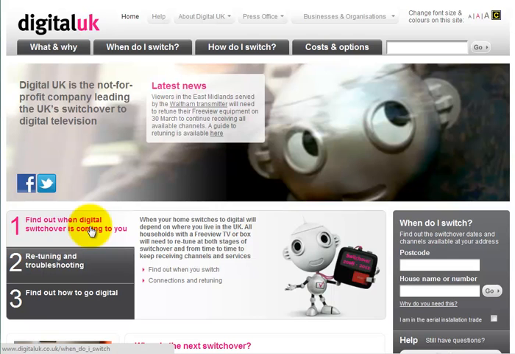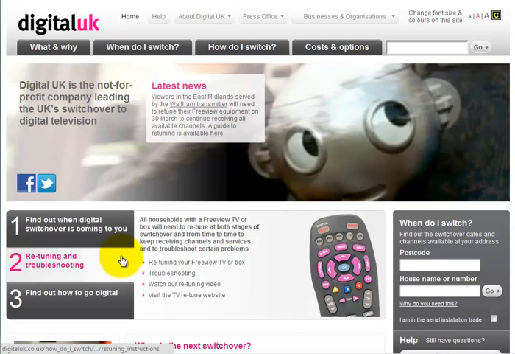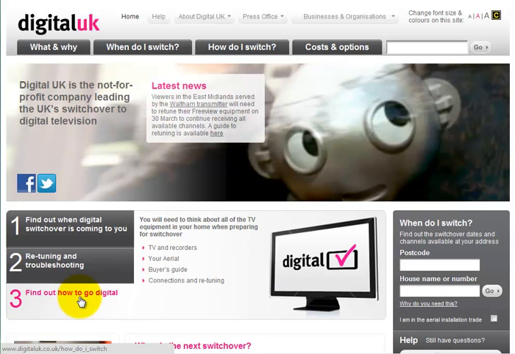So once again, these guys understand the questions that their users have had, and they've broken them down into 3 simple sections or categories. So find out when digital switchover is coming to you. They've got a little explanatory paragraph here, and then links that are going to take them to information to answer that question in more detail. Next one down, retuning and troubleshooting. So maybe you've started along the path of a digital switchover and you've run into some problems with your equipment. Once again, links to information to answer specific problems relating to retuning and troubleshooting. Find out how to go digital. So maybe you're just starting the process and you want to know about the equipment and things like that. Once again, links to further information.